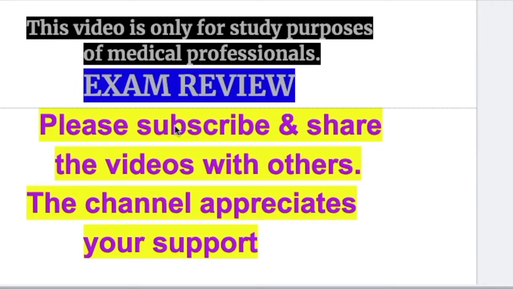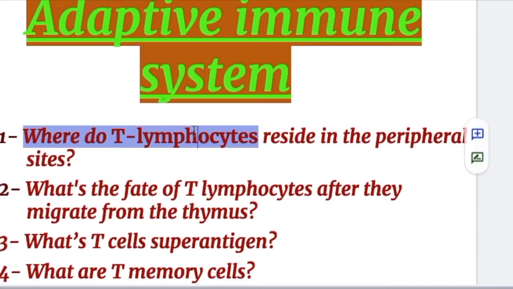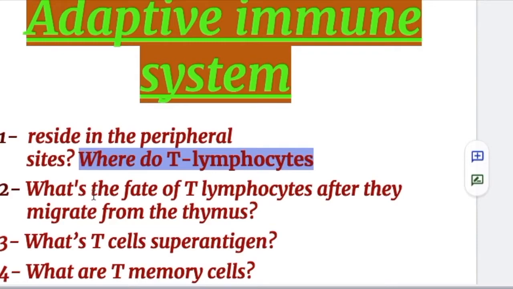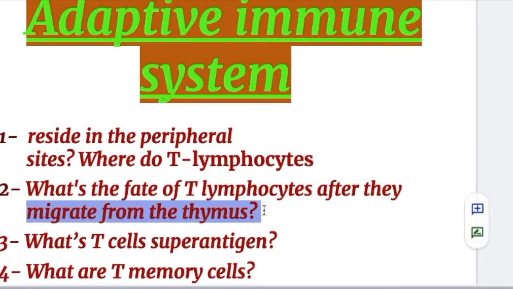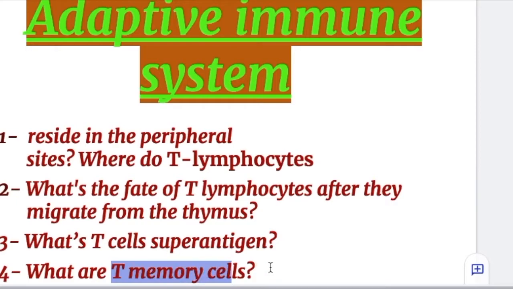In this video, we'll do an exam review on cellular immunity, which is a part of the adaptive immunity. A few important questions before we do the topic. Question number 1. Where do T lymphocytes reside in the peripheral site? Number 2. What's the fate of the T lymphocyte after they migrate from the thymus? Number 3. What's T cell superantigen? And number 4. What are T memory cells?